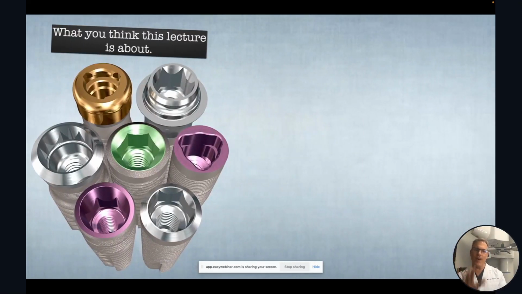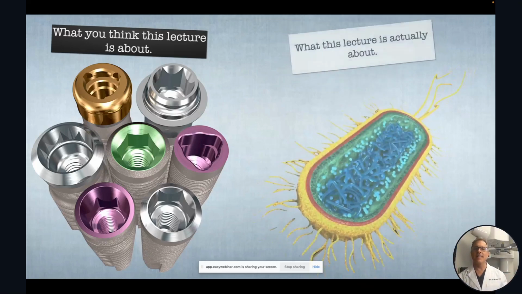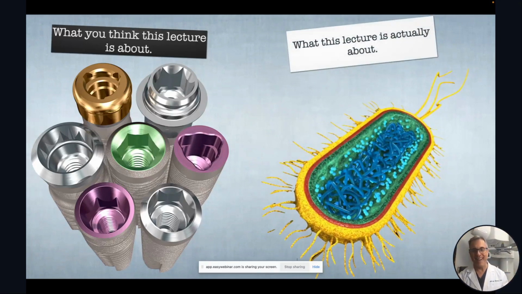So when I started and I did this lecture 5 years ago, I thought to myself, how am I going to talk for a whole hour about implant connections? I mean, it's either like a trilobe or a multi-unit. It's either got a Morse taper or a conical connection or a hex. But really, when we choose an internal connection, why do we change from the status quo? Well, in reality, this lecture is going to be about bacteria.